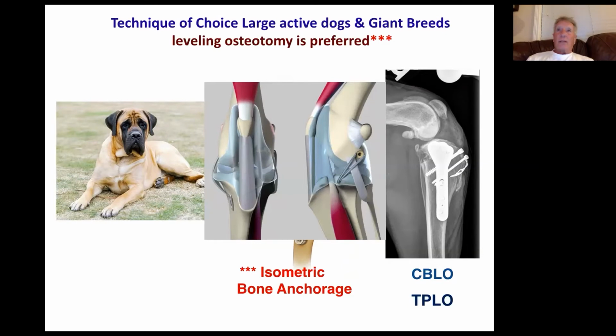Well, there are some clients who say, I don't want you to cut my dog's bone to fix his ACL. Or the mechanic altering techniques are more expensive, there's no question about that, and some people just say, I can't afford that. Is there anything else you can do? Yes. That extracapsular technique can work in that larger breed, in that active dog.